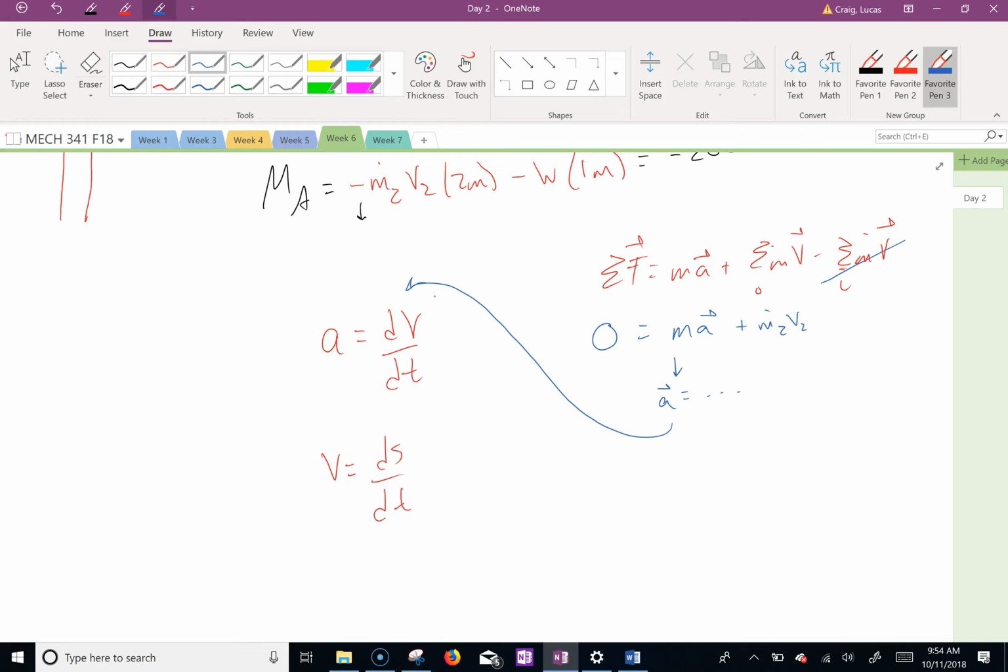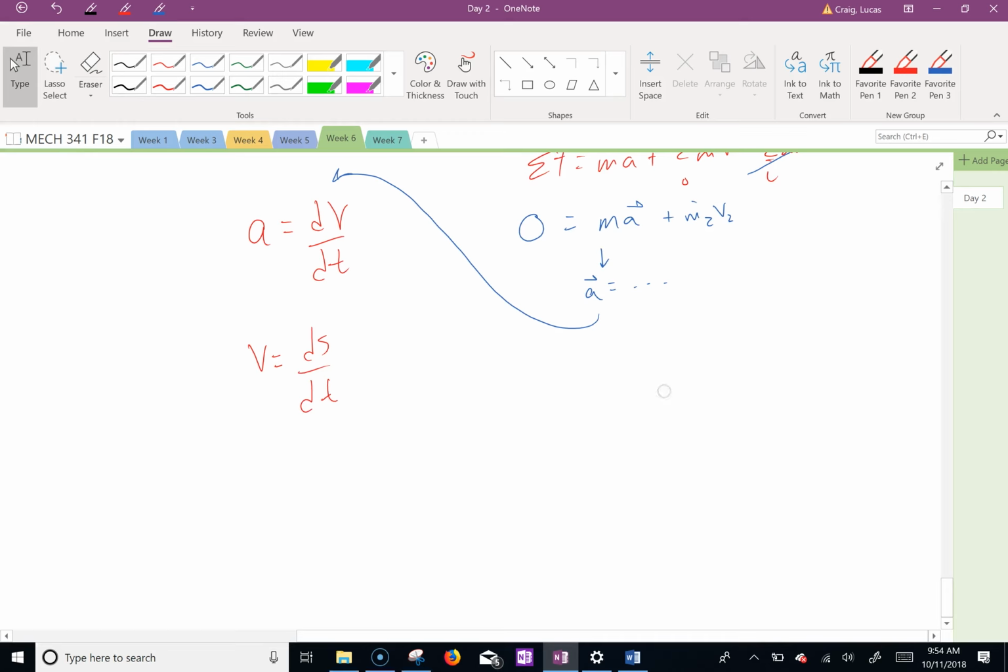In that problem, your velocity is a constant number. Like say it's 10 meters per second. What happens if I told you that the water coming out of there is a function of time? Do the same thing. You just plug it in there, but your acceleration is a function of time. And so when you integrate, you just have to integrate that with respect to time. So for example, let's say that V2 is 2t squared.